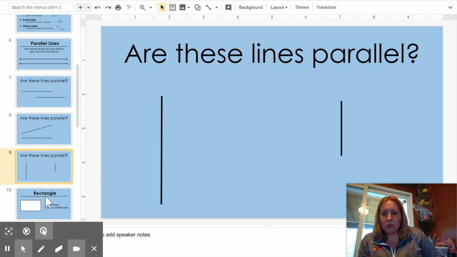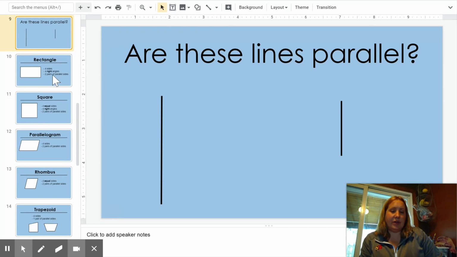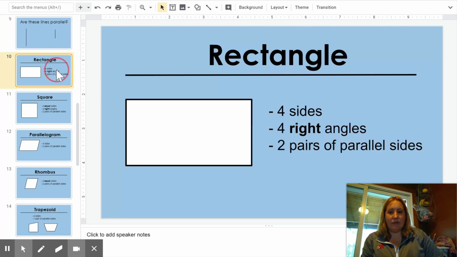Now that we understand what the word parallel means, we're going to look at some different types of quadrilaterals and the special attributes or properties that those different quadrilaterals have. The first one we'll look at is a rectangle. You probably are familiar with rectangles. A rectangle is a quadrilateral, which means it has four sides. It also has four angles and four vertices.